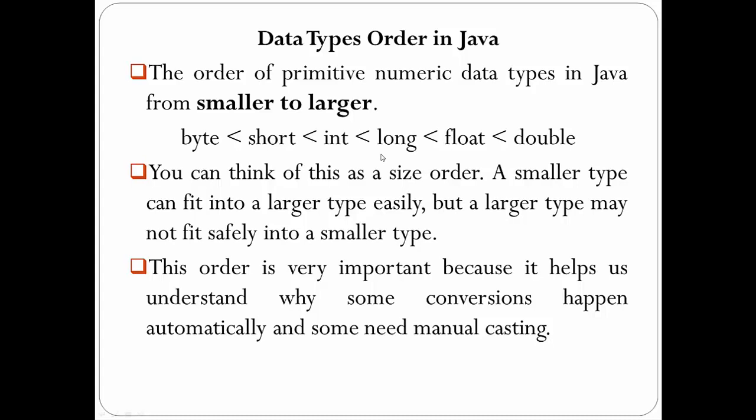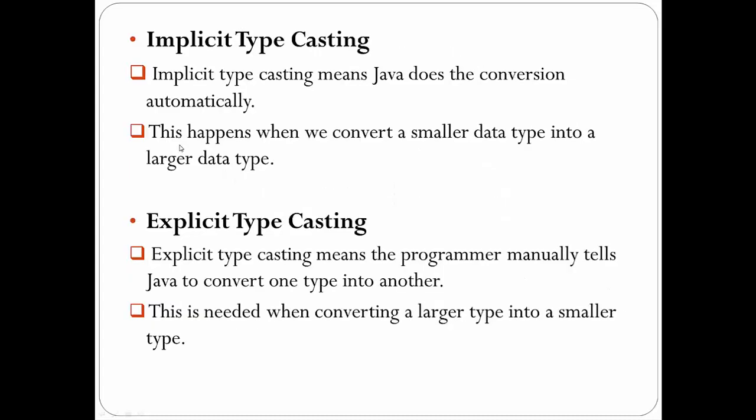It simply means that when we are trying to fit the byte into short, there's no need of any sort of manual casting. But when we are doing the exact reverse, that is trying to fit short into byte, we need some manual casting there. Here are two types of casting. The first one is implicit, the second one is explicit.